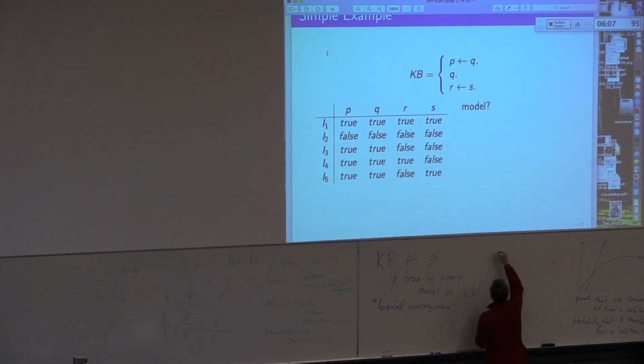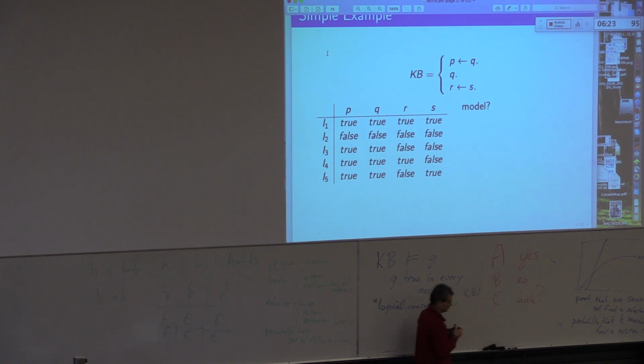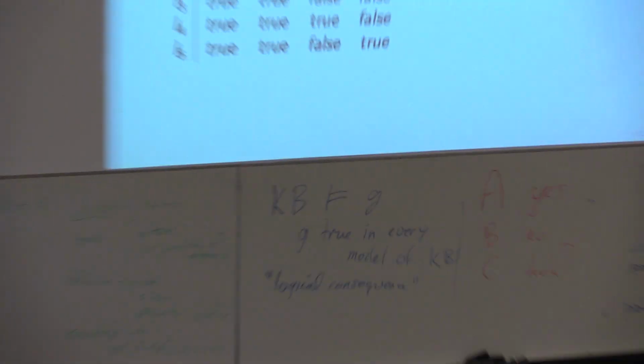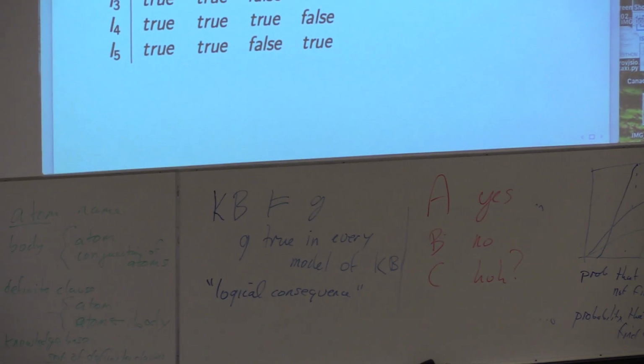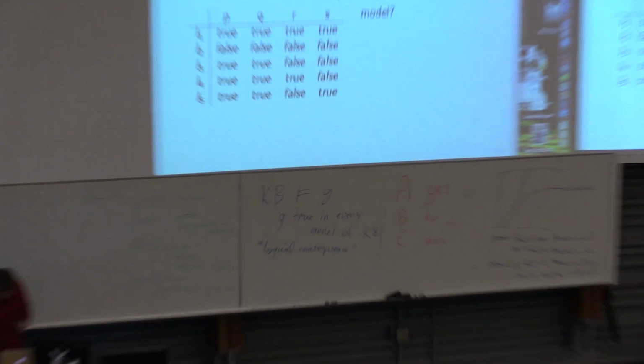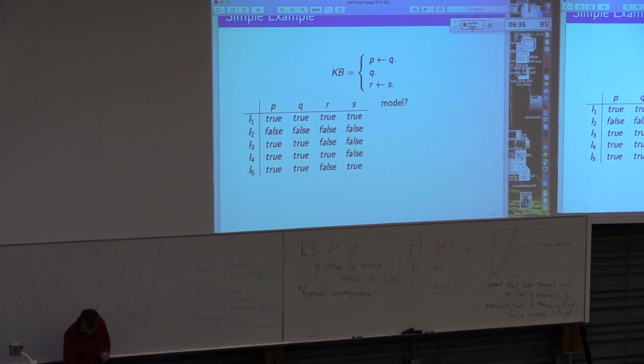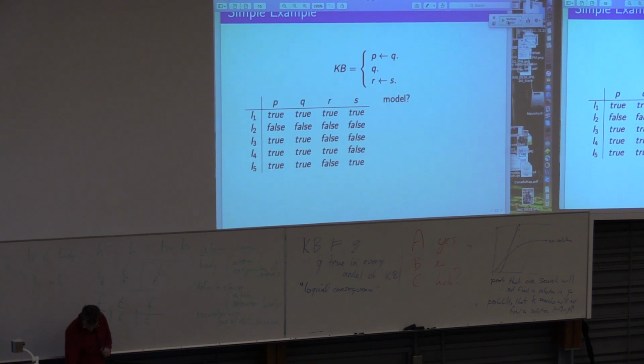So A means yes, B means no, and C means huh, meaning, I don't know, please explain it again. Because no one pressed C before, so I didn't have to explain it more. Oh, I think we stopped. Wait, let me do that for C.